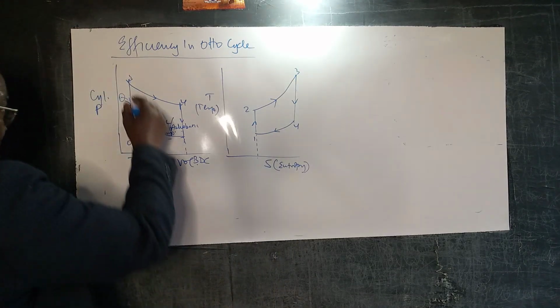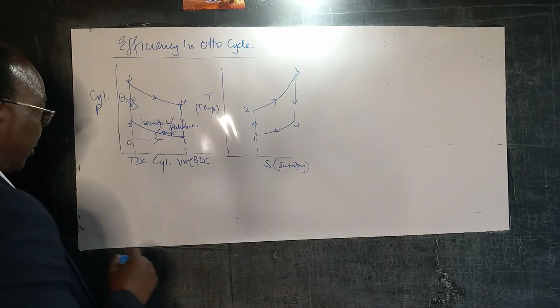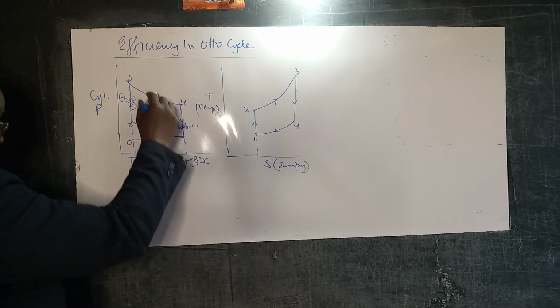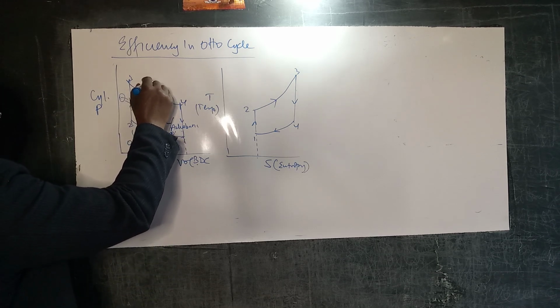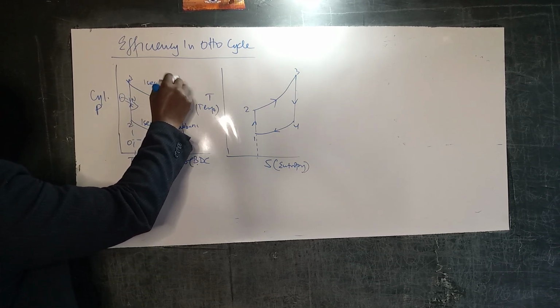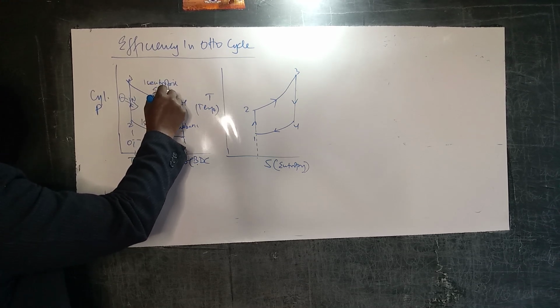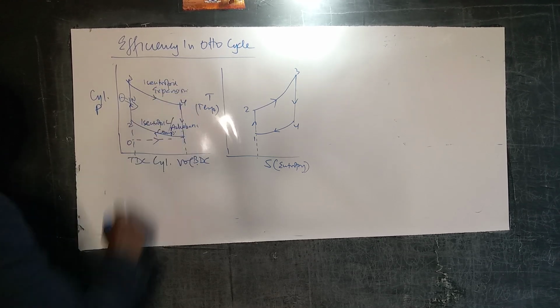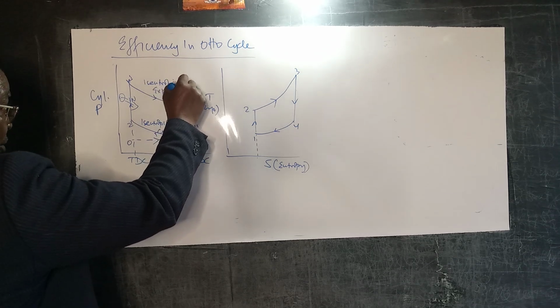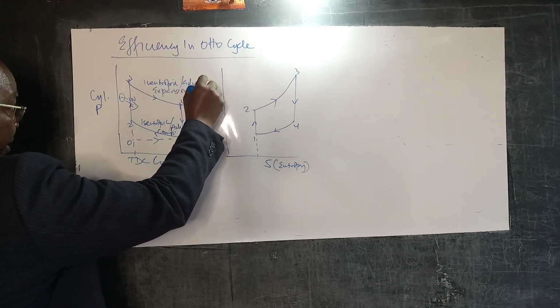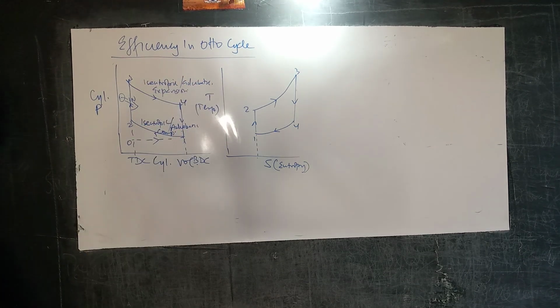And then now we have the master process. That's the power stroke, 3 to 4. 3 to 4, that's isentropic expansion. Isentropic expansion, you can also call it adiabatic expansion. And remember, it is reversible.